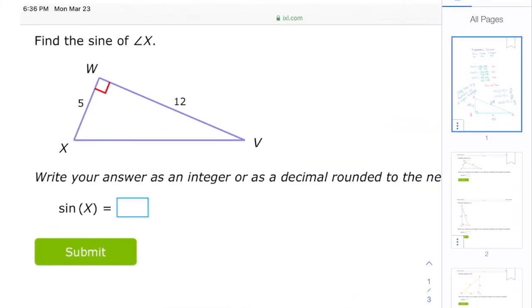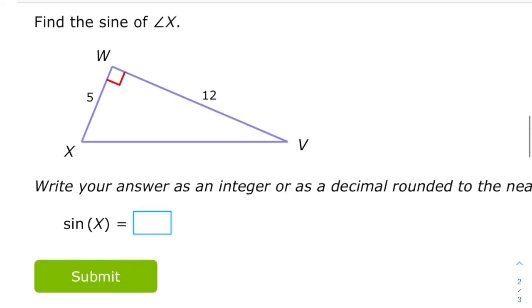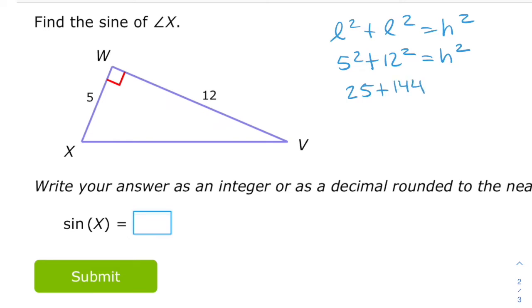All right. So this first question is going to be, what is the sine of x? Okay. So the sine of x is going to be the opposite over the hypotenuse. The issue is, I don't have my hypotenuse. We're missing that one. So let's just do a little bit of algebra to find the hypotenuse. We're going to do the Pythagorean theorem. So 5 squared plus 12 squared equals h squared. We don't know what the hypotenuse is. 25 plus 144 equals 169 equals h squared. So the square root of 169 equals the square root of h squared. So h equals 13.